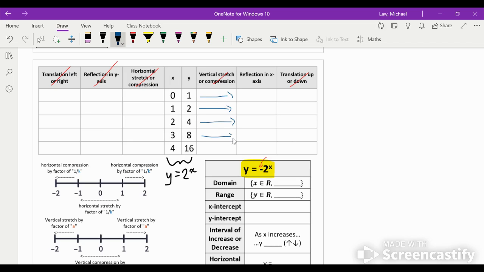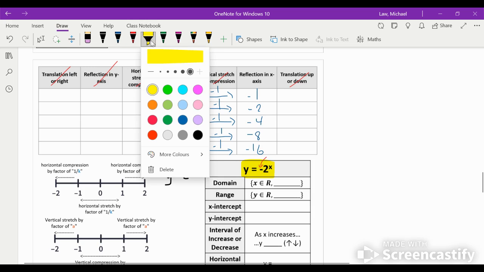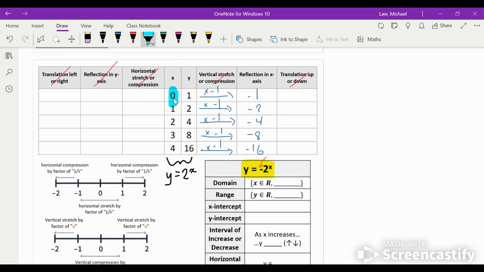And what you're doing to the y-coordinates is you are multiplying them by -1, basically. So I'm going to say multiply by -1. So all of that becomes -1, -2, -4, -8, and -16. My x-coordinates are going to remain the same, and my new y-coordinates are going to be these. And let's graph these coordinates now.